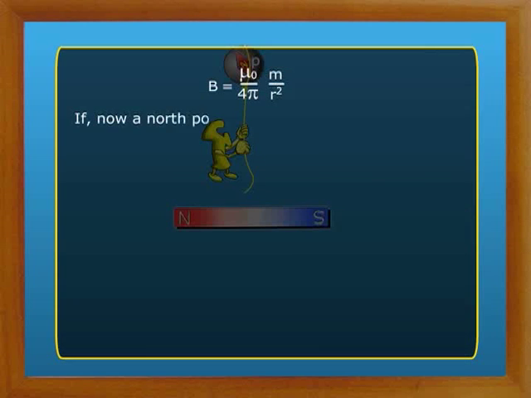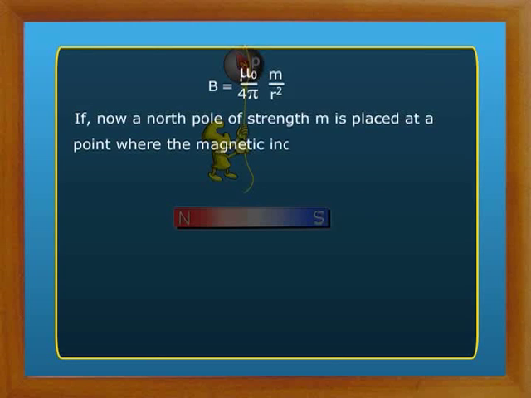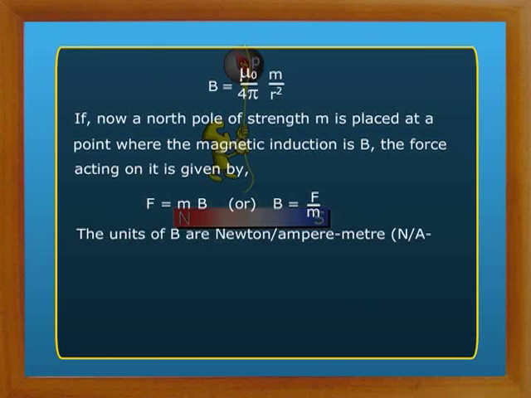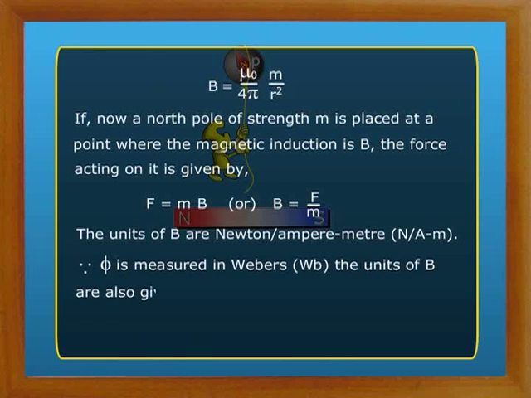If now a north pole of strength m is placed at a point where the magnetic induction is B, the force acting on it is given by F is equal to mB, or B is equal to F divided by m. Thus, the units of B are Newton per ampere meter. From the equation of magnetic field induction, since phi is measured in Webers, the units of B are also given as Wb per meter square, called Tesla.